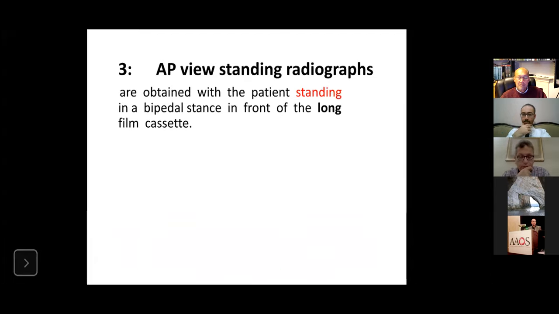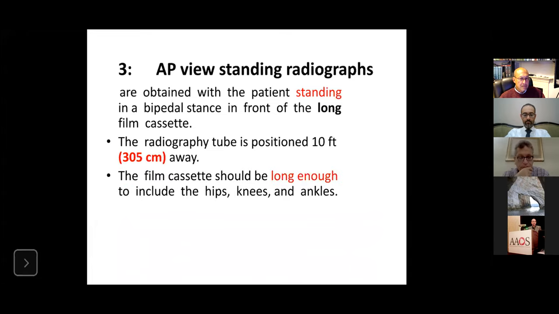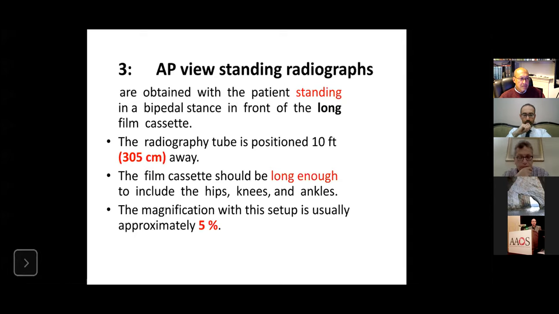To complete, after having the reference of patella anteriorly, we said before the patient should be standing. It is better, except in some cases. We should have a long film cassette, and the radiographic tube or the X-ray source should be positioned at 10 feet, which is approximately 3 meters away. The film should be long enough to include hips, knees, and ankles, or if we haven't long films, we should have overlapping films with marks. If we photograph the patient in this way, we have a magnification of 5%.